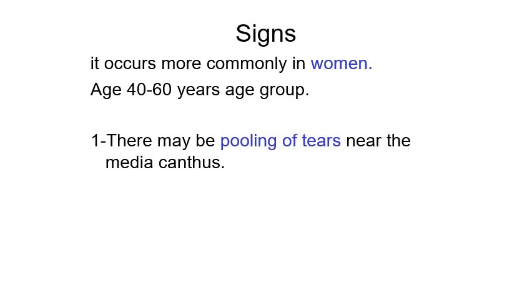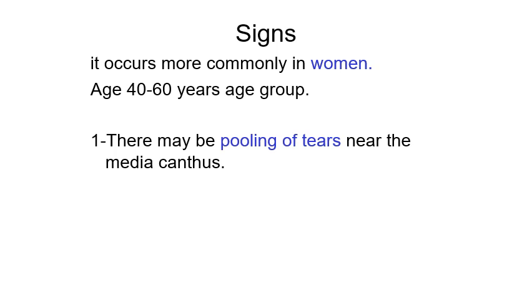Then the signs. When there is a question on chronic dacryocystitis, you have to write clinical features, symptoms and signs. So: describe chronic dacryocystitis and its management. It can be a 6 marks, long question.